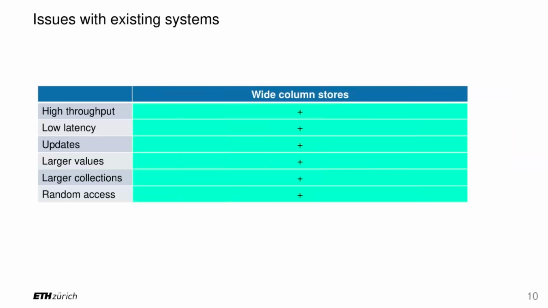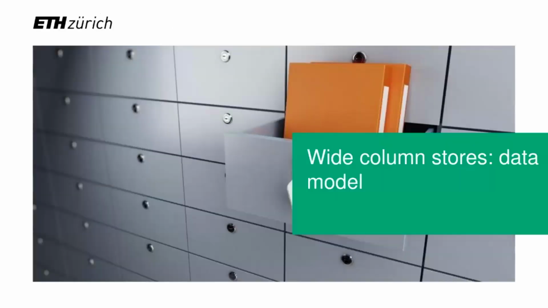But I have good news for you, because what we are introducing this week checks all of these boxes. I'm going to show you a system that has high throughput, low latency, supports updates, supports larger values, including XML, JSON documents, supports larger collections, and has random access. Right? So it's like magic, and that's beautiful engineering work that has been done by the people who designed this system.